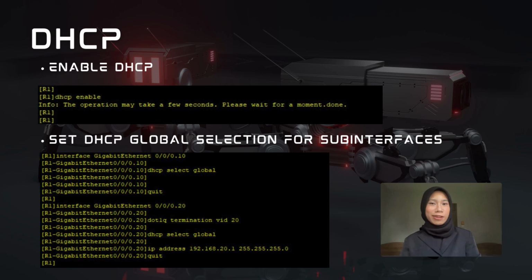Next, we need to enable DHCP on the router using the dhcp enable command. This will enable the DHCP functionality on the router. Then, configure DHCP for the sub-interfaces. I use this command to configure the DHCP selection for each sub-interface. This ensures that the router can assign IP addresses to devices on each VLAN.